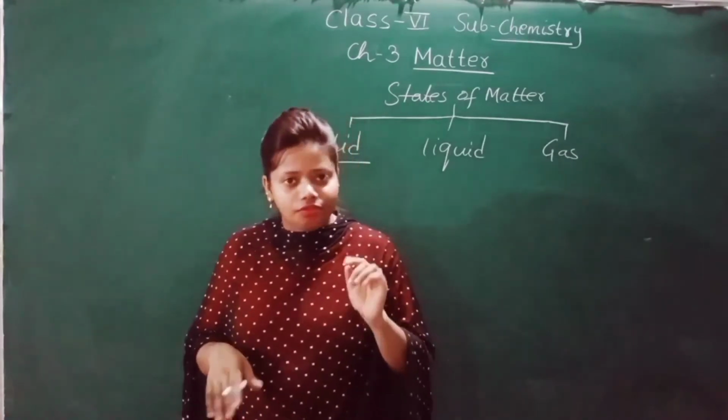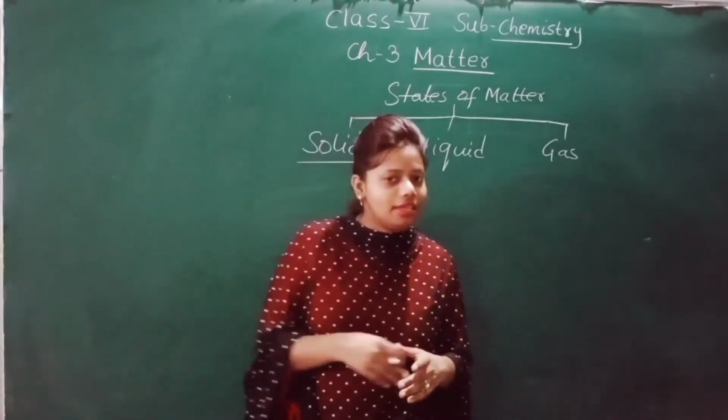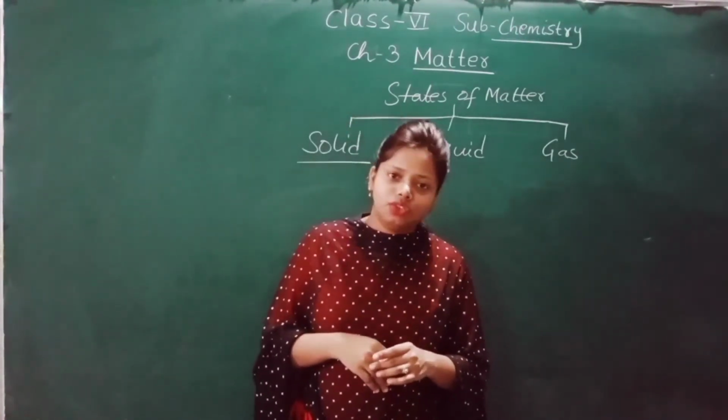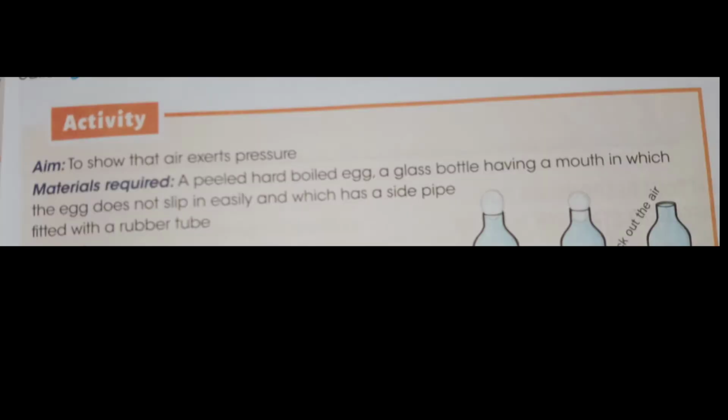Now there is one activity about this gas, so let's see what this activity is, and let's do the activity. Aim: to show that air exerts pressure. Materials required: a peeled hard-boiled egg, a glass bottle having a mouth in which the egg does not slip in easily, and which has a side pipe fitted with a rubber tube.